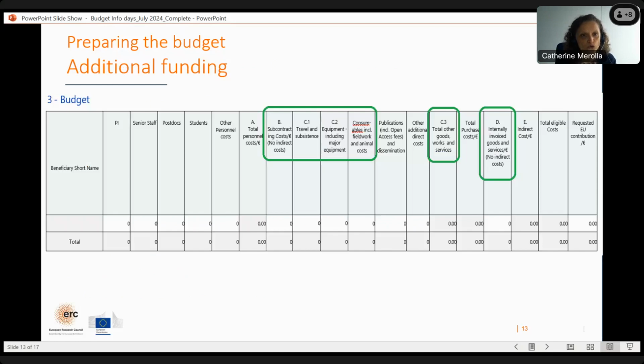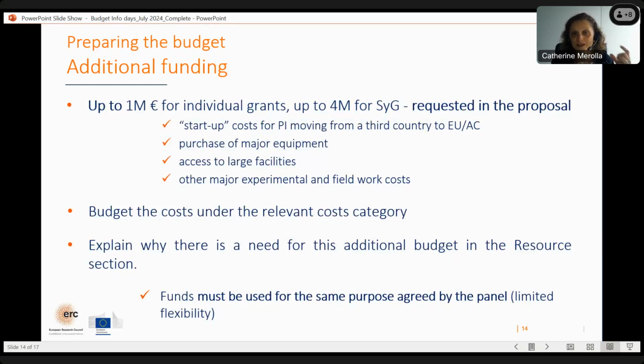And then I want to conclude with additional funding. So here, there was already a mention before that the additional funding is actually the amount that you will request above the ceiling. So if you are applying for a starting grant, you know that you can request up to 1.5 million. And in some cases, you might need additional money, so above that 1.5 million, up to 1 million for individual grants, up to 4 million for synergy grant. It should be requested in the proposal, okay? Additional funding is not granted afterwards.